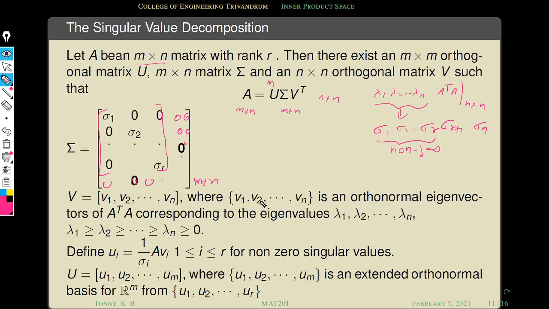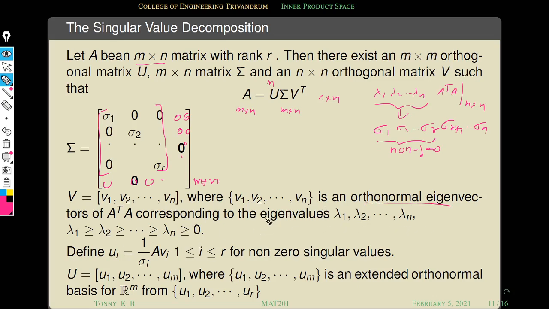So v1, v2, vn are the orthonormal eigenvectors of A transpose A, and the order of A transpose A is n by n. So each vector has order n, and V is an n by n matrix. Clear? They correspond to the eigenvalues lambda 1, etc., lambda n, which are in descending order.